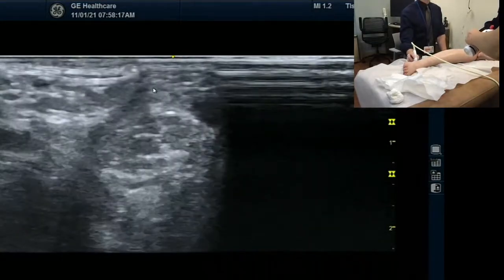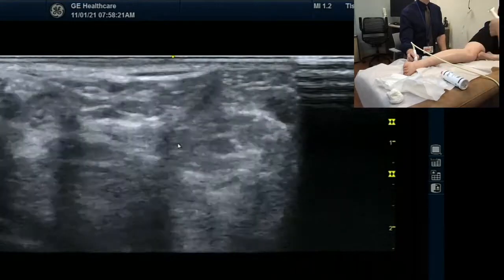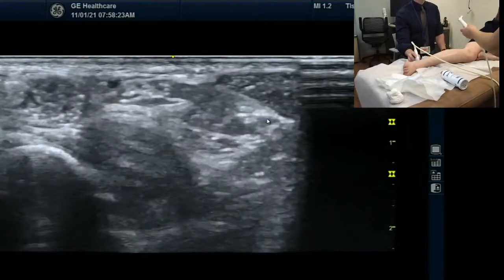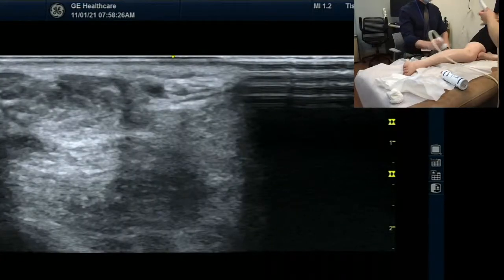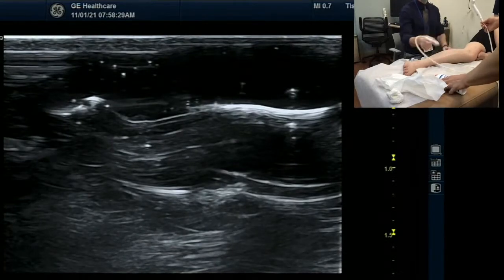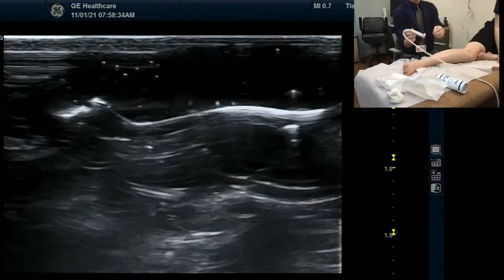And then all the way at the right is going to be the Achilles, with some fat. So we're going to change it to hockey stick to show the sural nerve better, and then you can show the hammock sign. We studied that last time, right?